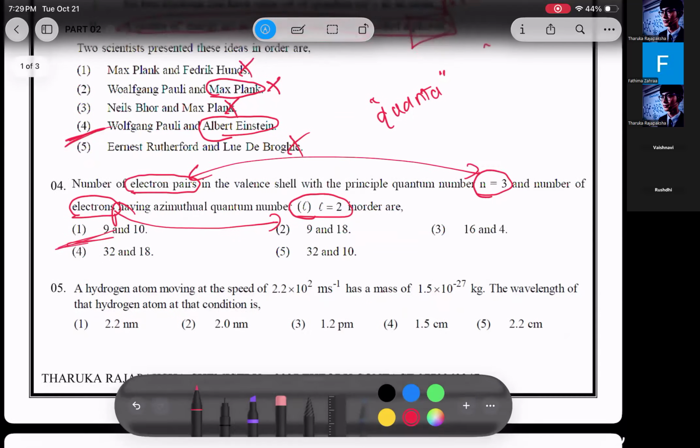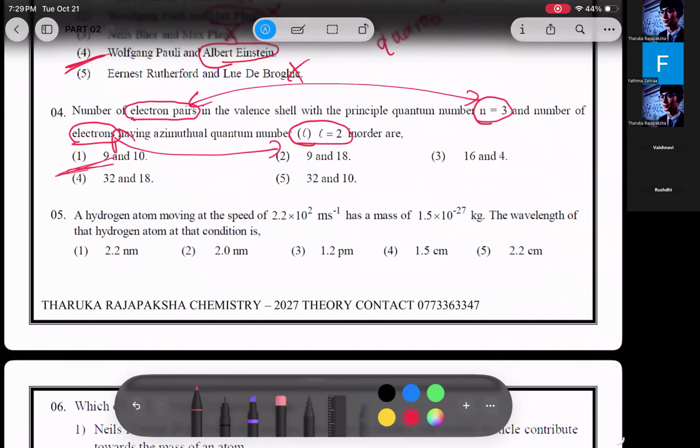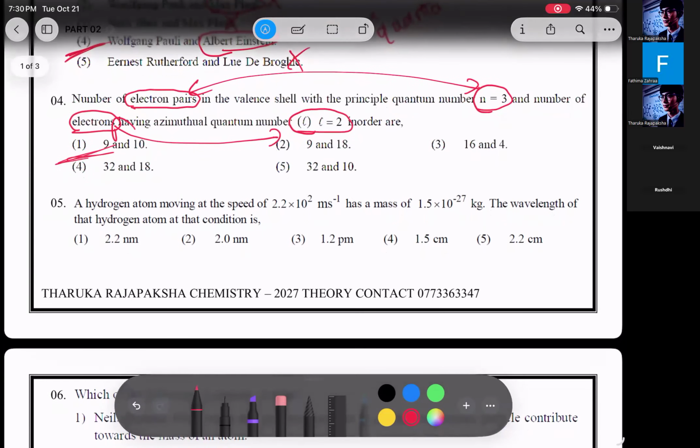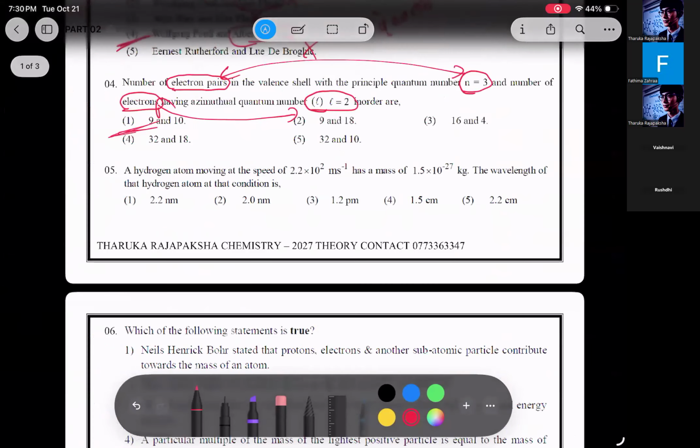Okay, fifth question. A hydrogen atom moving at a speed of 2.2 × 10^2 meters per second has a mass of 1.5 × 10^-27 kilograms. The wavelength of that hydrogen atom at that condition. Okay, let's do some calculations now.